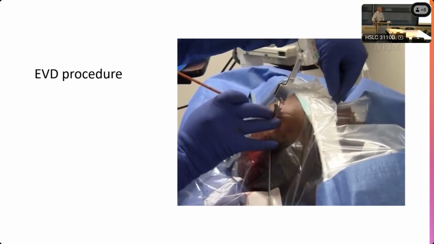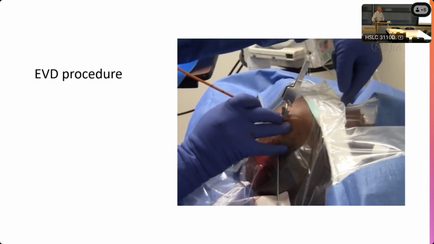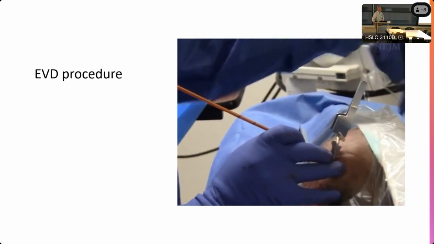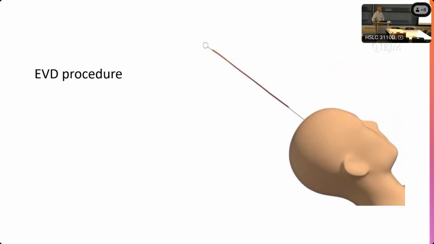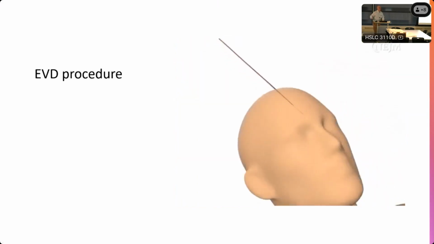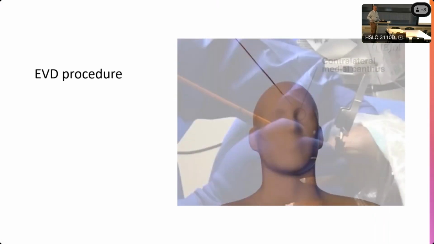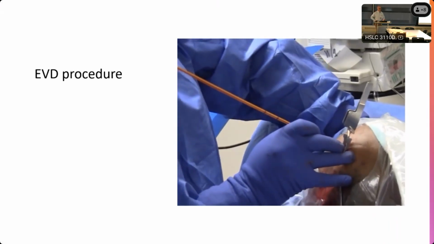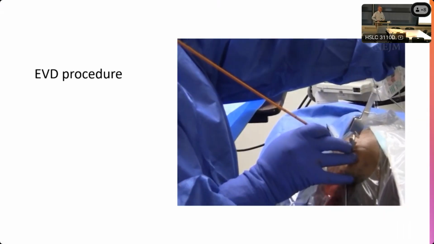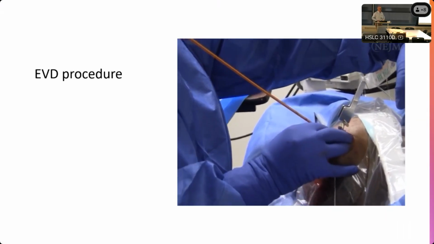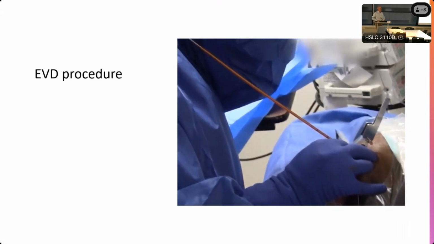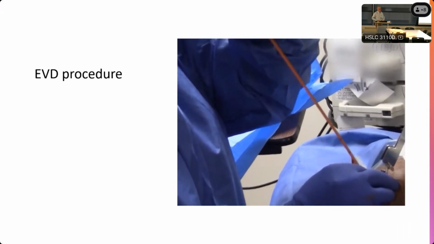Use a freehand technique to pass the antibiotic-impregnated EVD into the frontal horn of the right lateral ventricle. Aim the stylet toward the contralateral medial canthus in a trajectory perpendicular to the skull. Hold the catheter and stylet at the 8 centimeter mark and slowly advance the catheter through the frontal cortex to a depth of 6.5 centimeters at the outer table of the skull.